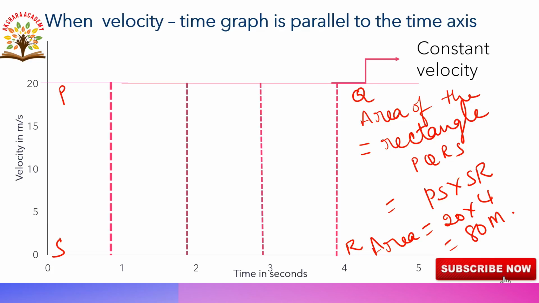So from this velocity time graph we calculated the area under the graph, that is the area of the rectangle, equal to length into breadth, 20 into 4, 80 meters. Okay, let us go to the next case.